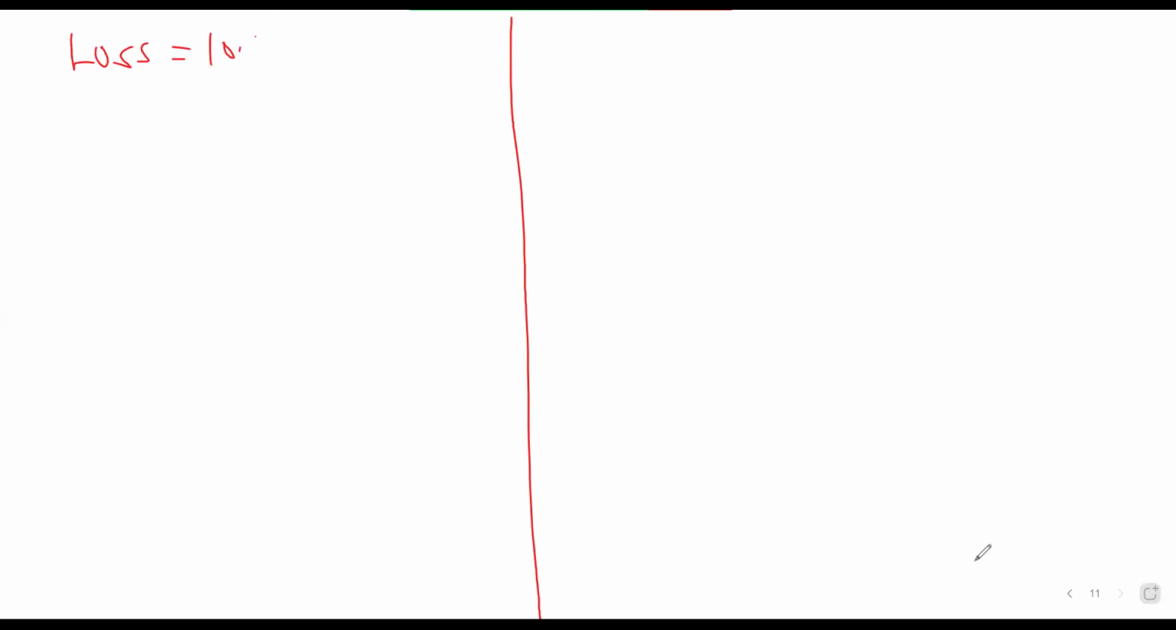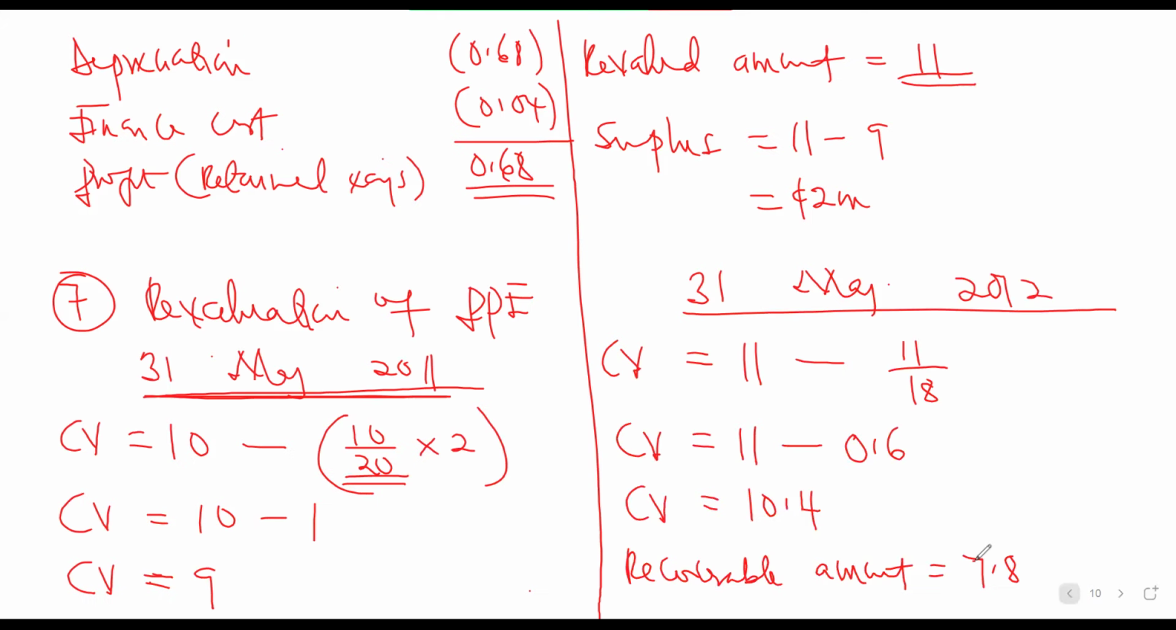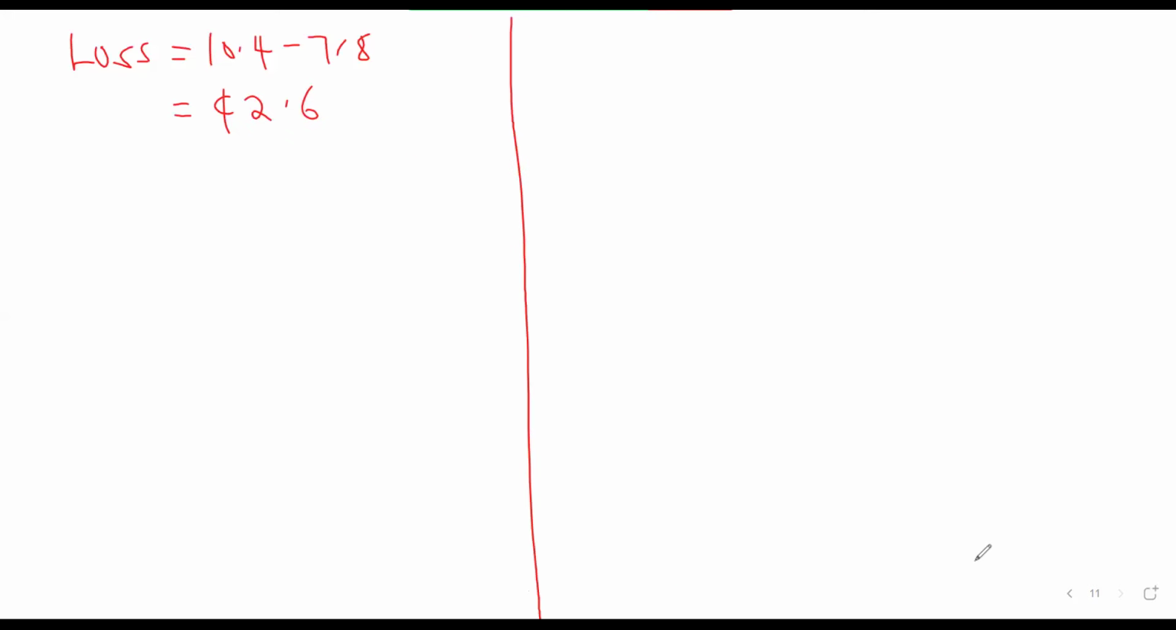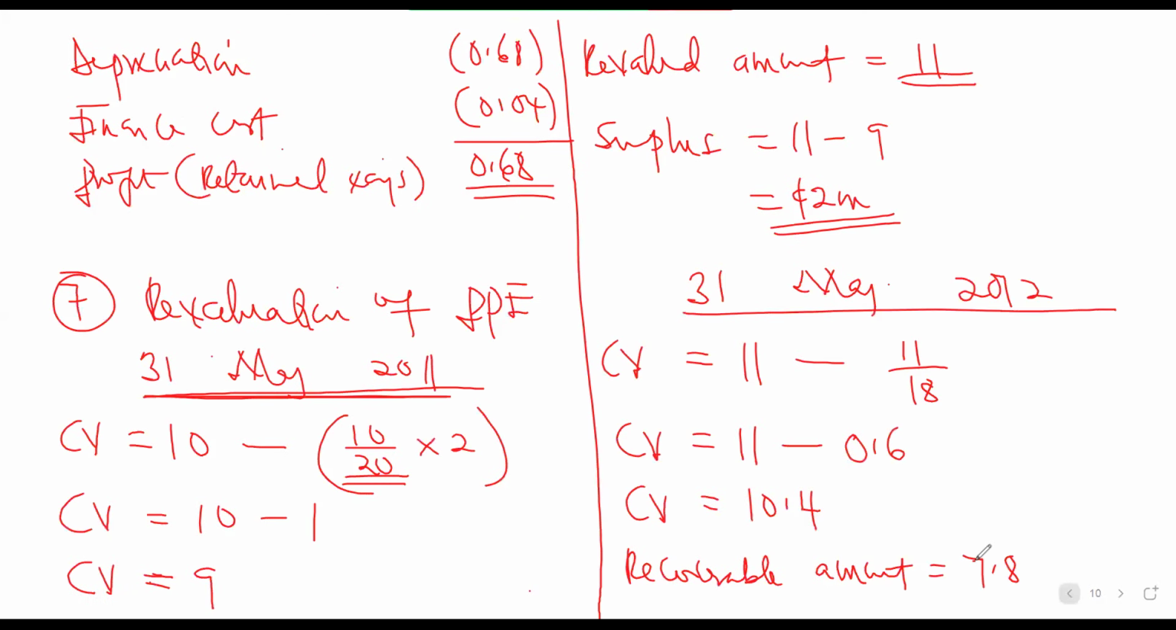2.6. Okay. This 2.6, you can't just send it to profit or loss. The asset was first revalued, and we have a revaluation surplus of what? 2 million, isn't it? Okay. Now there is a revaluation loss of 2.6. It means that we have to write off the first surplus that we have.